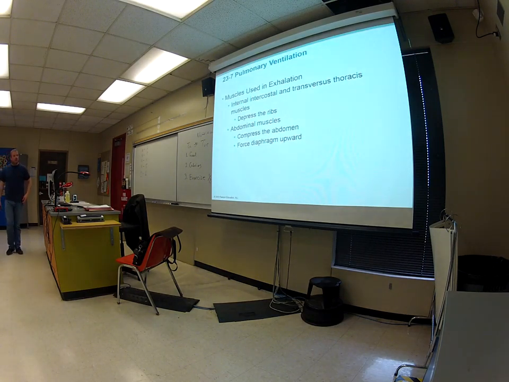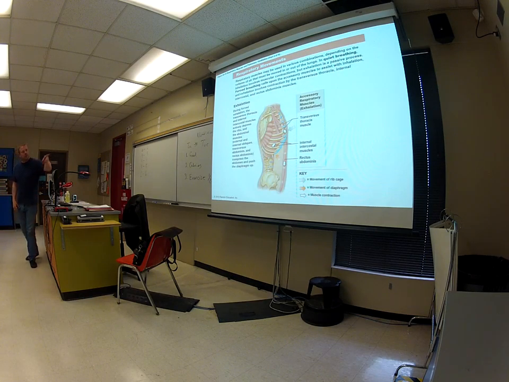Muscles used in exhalation, well, internal intercostal and transversus thoracic muscles, depress the ribs. Abdominal muscles compress the abdomen and force the diaphragm up. And that's not passive. That's actually aggressive. If you just let go, nothing really happens. It's when you force out that something occurs. Okay, so there you go. Notice the rectus abdominis moving downward.